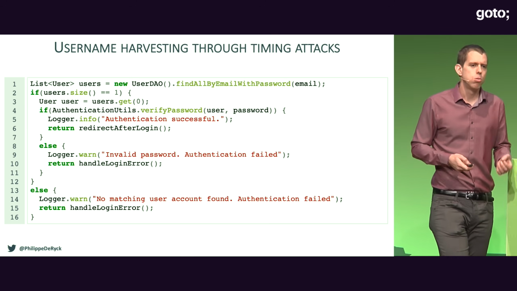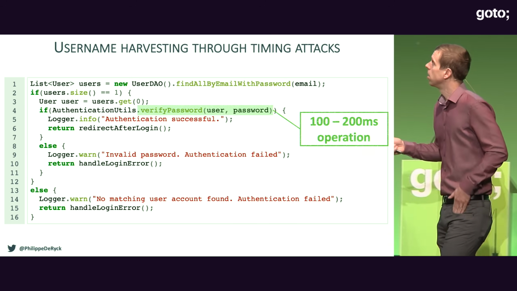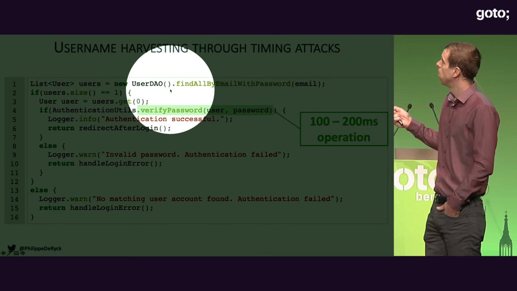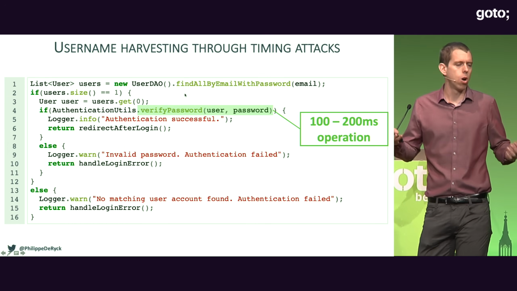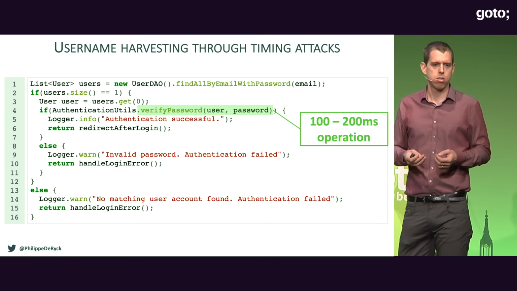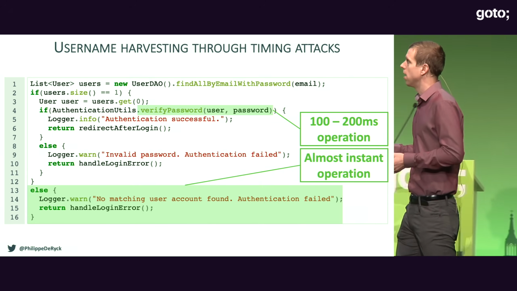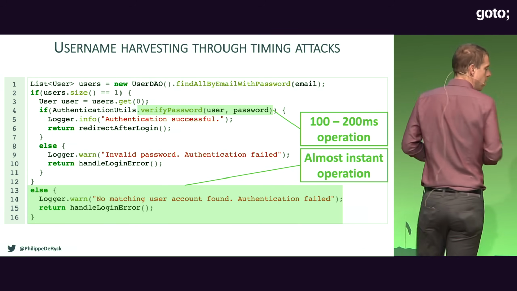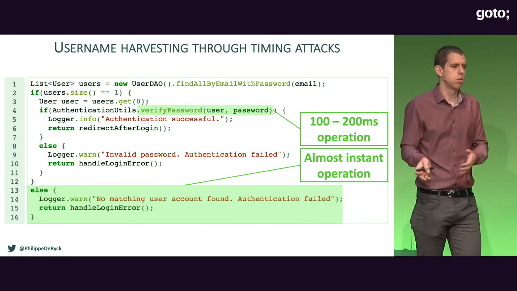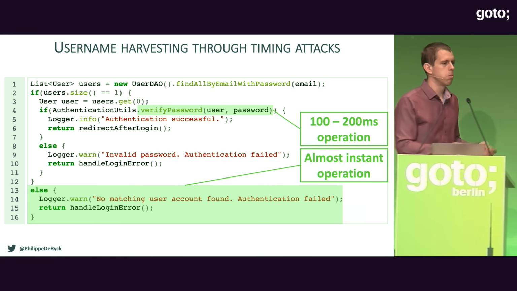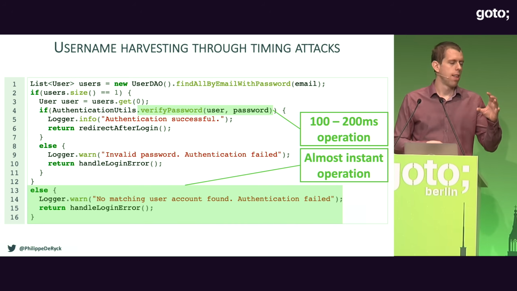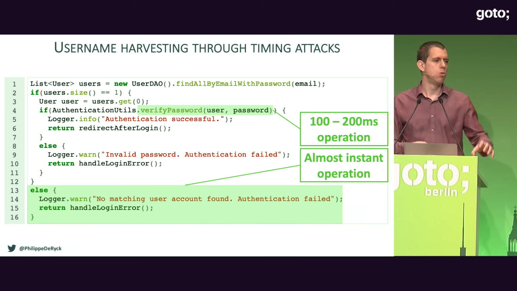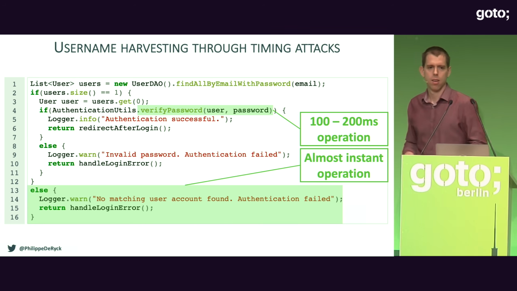And why? Because you can use a timing attack now. Because remember, this is checking a bcrypt hash, which is slow, and it's going to take about 100 to 200 milliseconds on your system. While this code path is instant. It just returns, oh yeah, I didn't find that user, bam, there you go. So if you're on a reliable network, you can actually find, using a timing attack, whether a user account exists in the system or not.